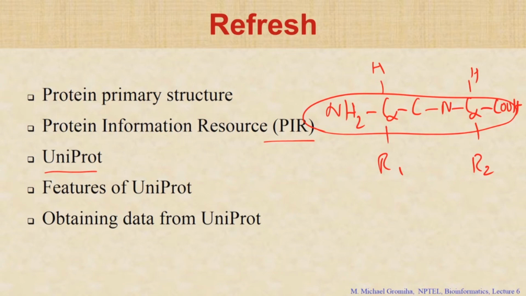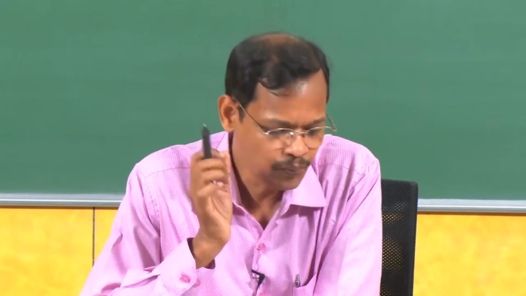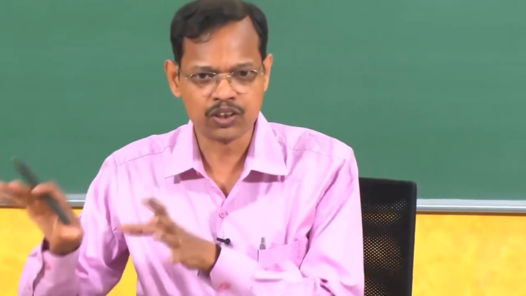Then what are the various features of UniProt? What are the major aspects of UniProt? A high level of annotation, minimum redundancy, and high integration with other databases. There are various features in UniProt. They classify them into 3 different groups.